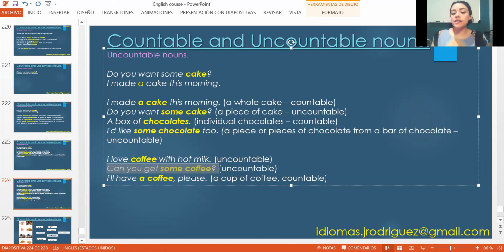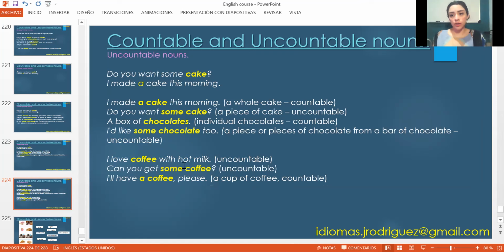So then again, it's the same. Sometimes the same word could be an uncountable or a countable noun. ¿Ok? Vuelvo a lo mismo. A veces un sustantivo puede ser contable o incontable dependiendo del contexto en el que se encuentre.